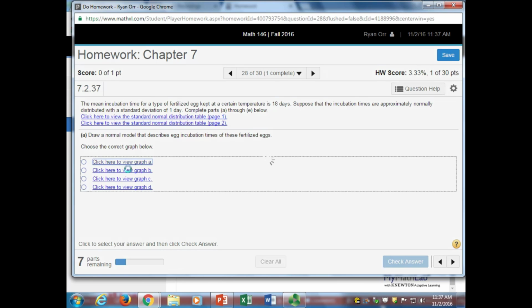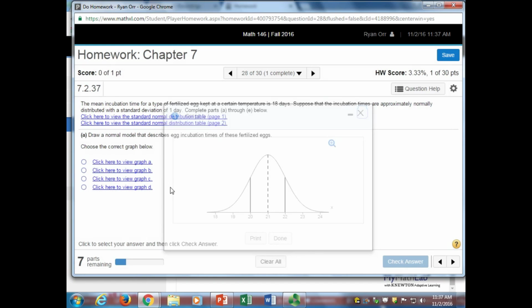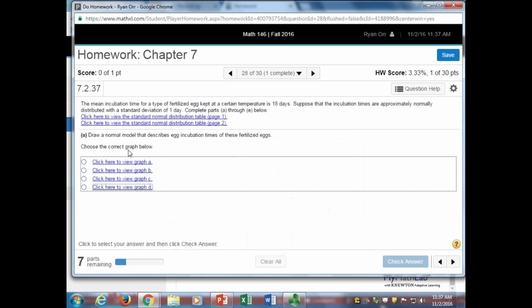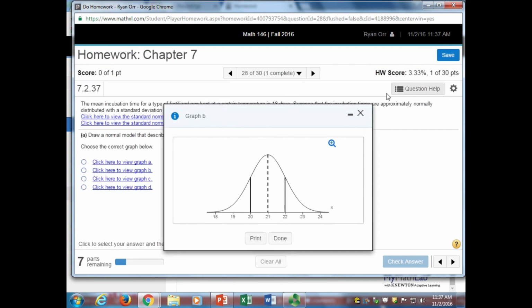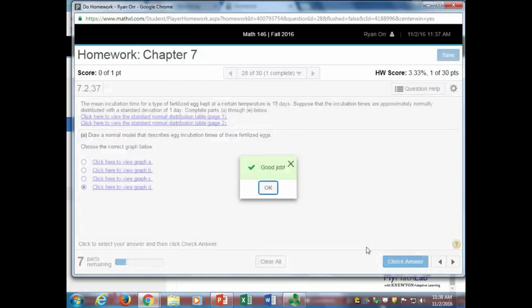Choose the correct one, graph A. So it's supposed to be centered at 18 with a standard deviation of 1. So this looks like it would have a standard deviation of 2. That doesn't work. That one looks okay to me. Let me just click the other ones to see. Nope, that's centered in the wrong place. That's centered in the right place. Oh wait, no, this one's right because it has a standard deviation of 1. What was the other one I said was right? What was wrong with it? Oh, it's centered in the wrong place. Oh yeah. Okay, there you go. Good thing I didn't pick that right away.